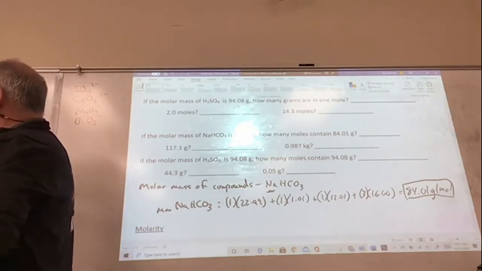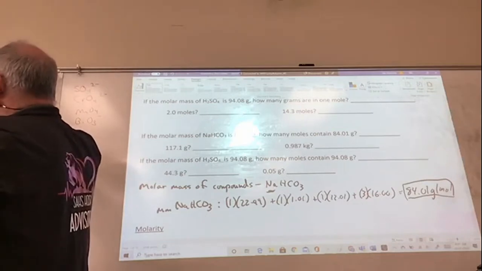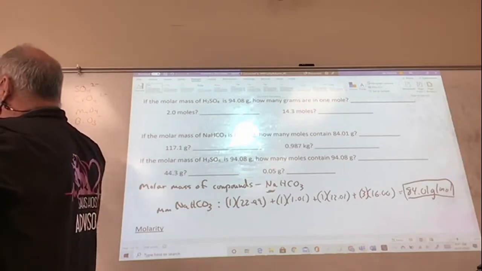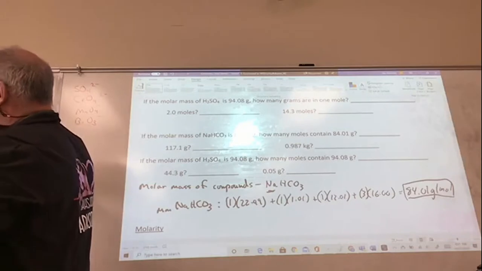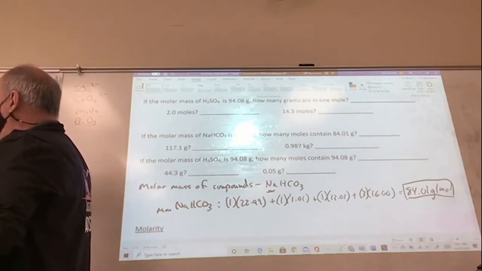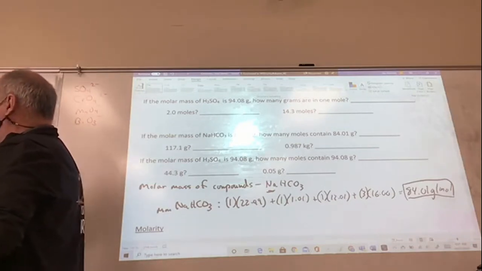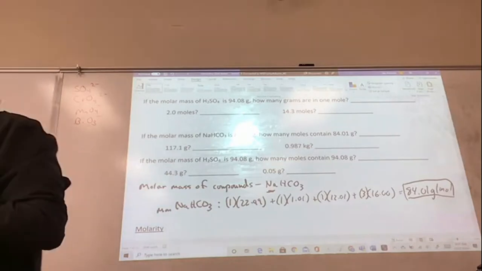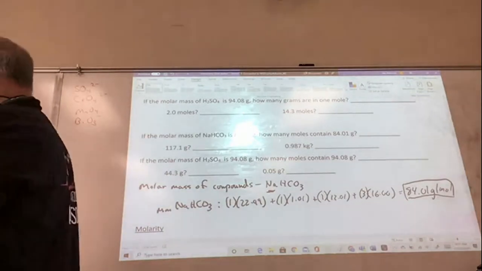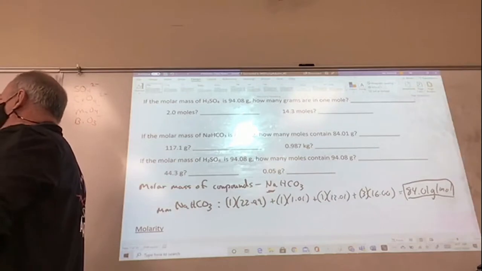So we'll be using this to find out how many grams of another substance I need to react with a certain amount of this, or how many grams of this I will expect to get. We're going to have to keep working back and forth between grams and moles in order to use this correctly. So that's where we're headed with that.